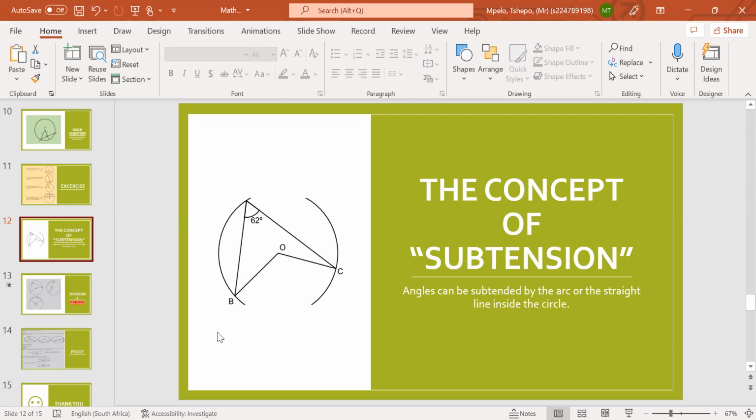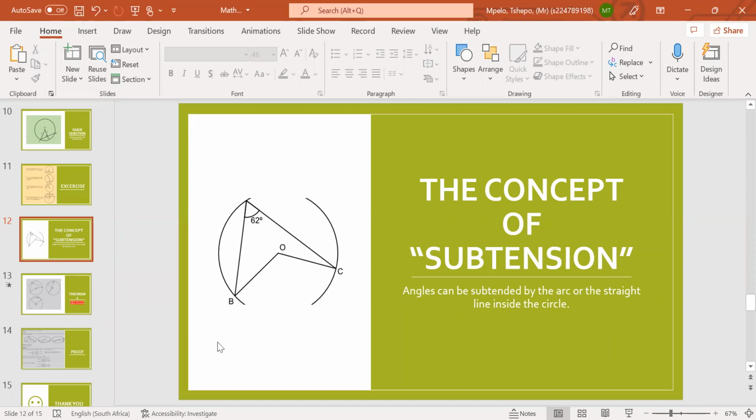Besides BC being an arc, it is not only an arc that can subtend an angle. Meaning a straight line BC, if there is a straight line joining here, can also subtend. I wish I was able to draw here. I just don't know why I cannot draw. So BC can be a straight line or it can be an arc. An arc or a straight line, they both can subtend the angle.